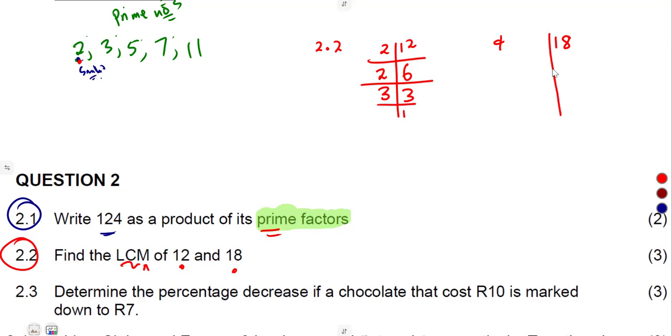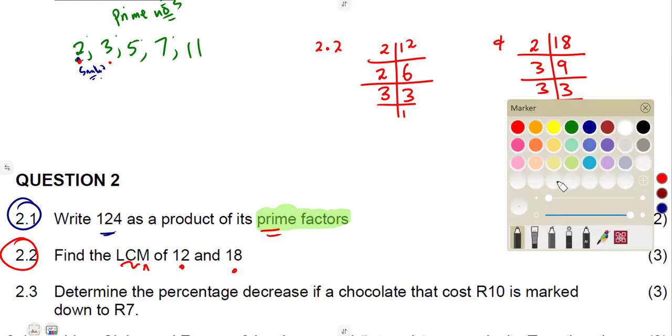On 18, we do the same. Is 2 a factor of 18? Yes, it is. 18 divided by 2, that's what? A 9. Is 2 a factor of 9? No. So you move on to 3. Is 3 a factor of 9? Yes. So you can use that. 9 divided by 3, that's a 3. Then 3 is a prime number, so you're just going to use 3 there. 3 divided by 3 is what? It's 1. So this is it.